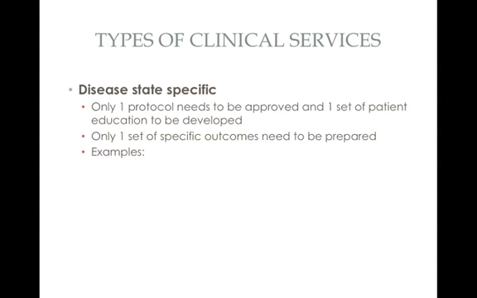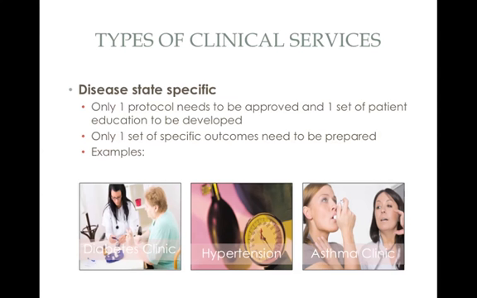There are 4 types of clinical services. It should be clear which category your proposal falls under. The first type is a disease-specific clinical service. This is convenient because only one protocol needs to be approved and one set of patient education needs to be developed. This is a narrow spectrum service, with examples being diabetes clinic, hypertension clinic, or asthma clinic.